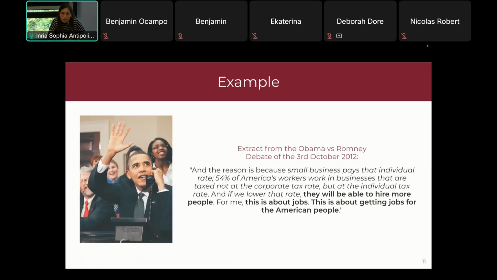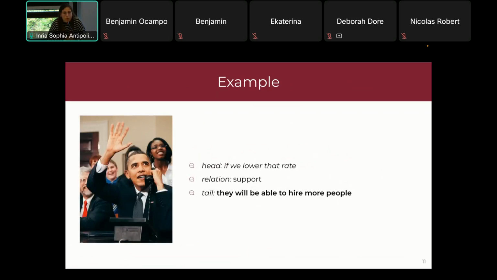Let's make an example. In this speech, extracted from the Obama against Romney debate of the 3rd October 2012, I've highlighted in italic the premises and in bold the claims. Now, if we want to make a triple out of this speech, we could do the following. Choose as head the premise "if we lower that rate", the relation is support, and the tail is the claim "they will be able to hire more people". By using this formalism, we were able to represent the whole dataset as a series of triples.